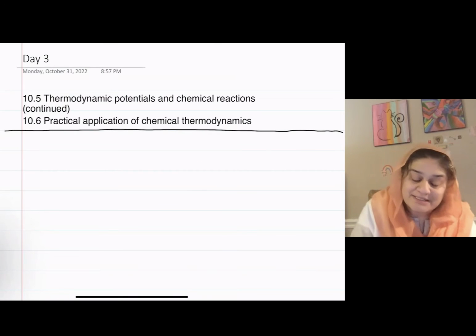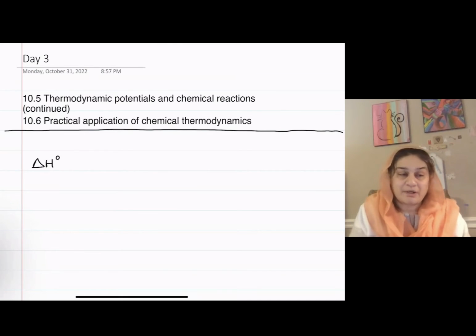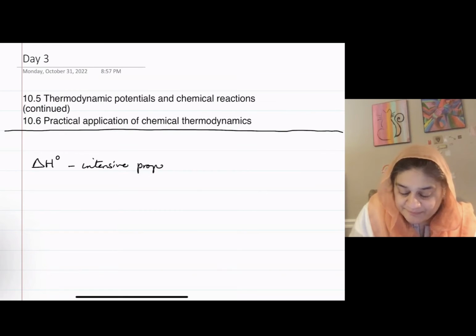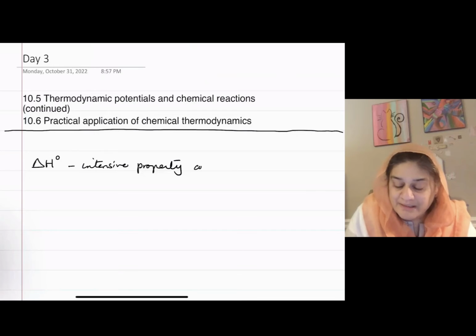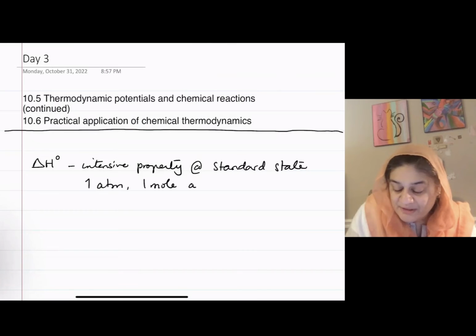So what is delta H0? Delta H0 is the intensive property at standard state of 1 atm for 1 mole of substance at 25 degrees Celsius.